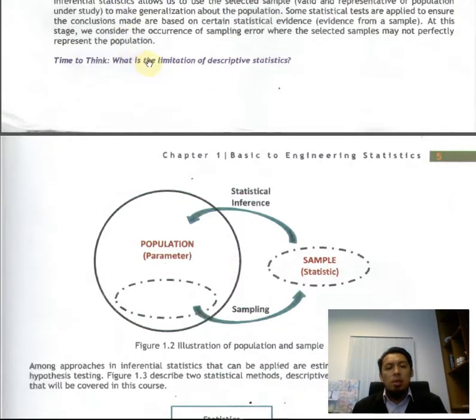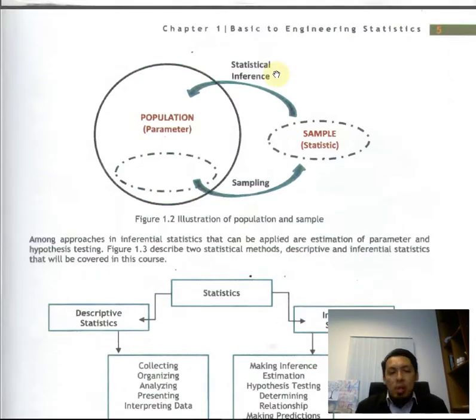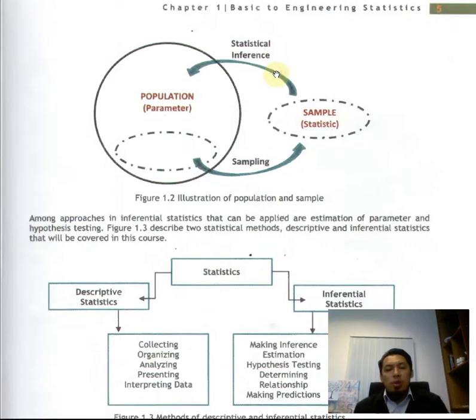What is the limitation of descriptive statistics? Try to think about it. I already told you the limitation of descriptive statistics compared to inferential. Now, this is graphically what population and sample are. I have already shown you before, right? What is population and sample?